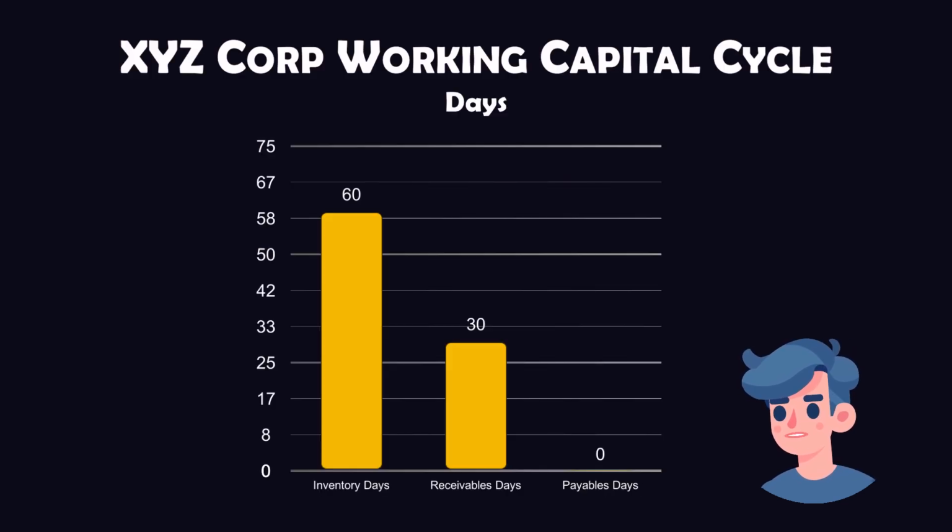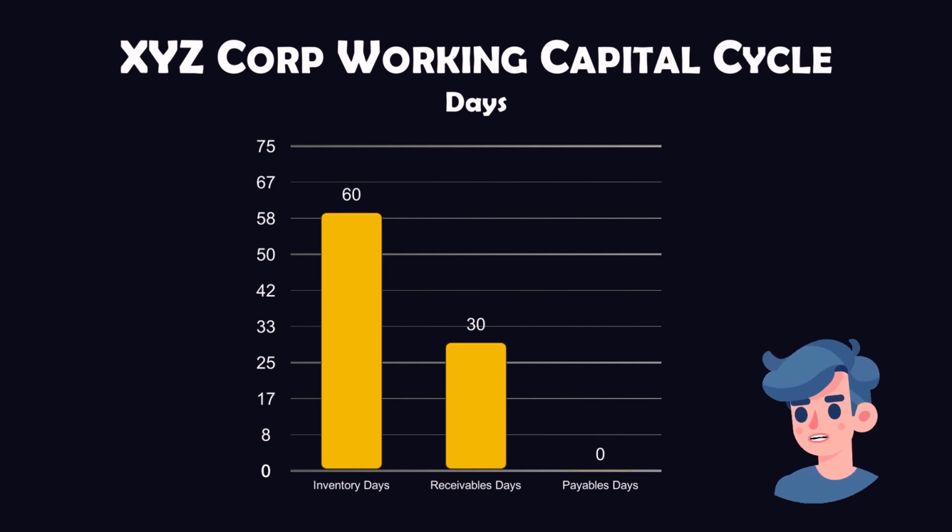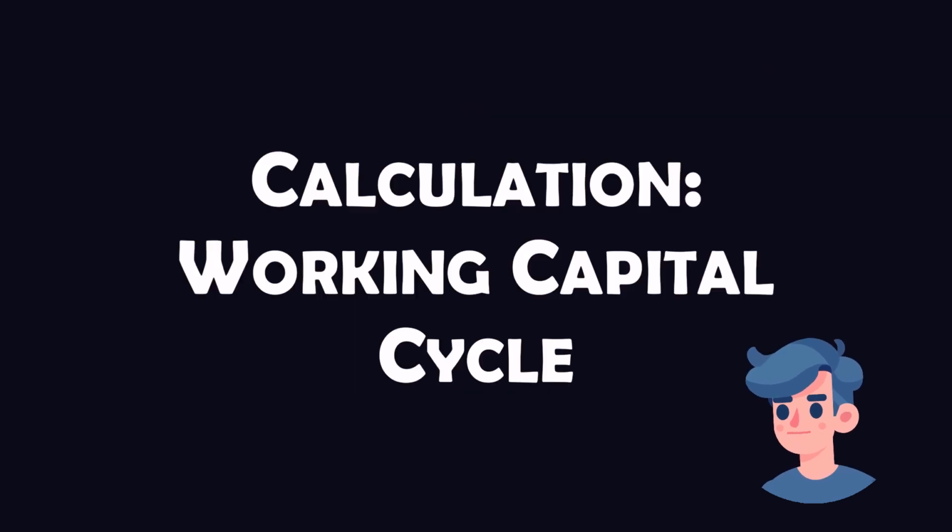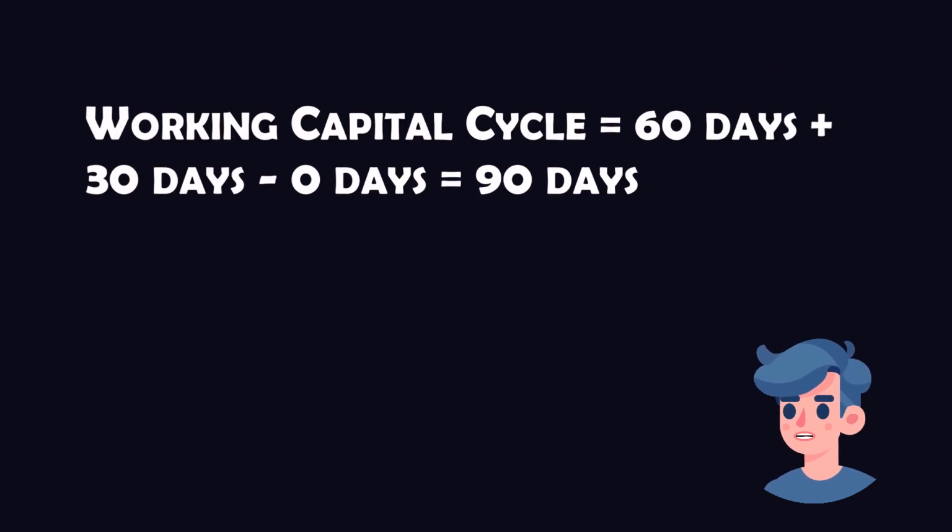XYZ Corp buys inventory worth $30,000. It takes them 60 days to sell this inventory for $60,000, and an additional 30 days to collect $60,000 from customers. Therefore, the working capital cycle is, by calculating, we get 60 days of holding inventory plus 30 days of collecting receivables minus 0 days of payables, which equals a 90-day working capital cycle.